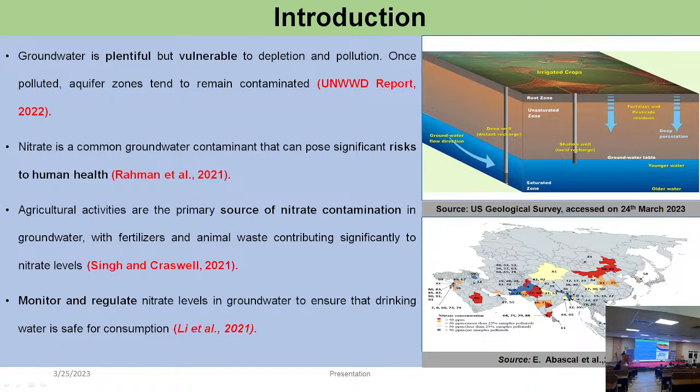Here you can see two figures. The first figure shows nitrate from irrigated crops, the fertilizers and pesticides whatever we are using, and how the nitrate is transported from unsaturated medium to saturated medium through different transport mechanisms like advection, dispersion and diffusion. The second figure shows the nitrate scenario in the Asian countries. India is also impacted, with greater than 50 ppm, that is 50 milligram per liter, nitrate contamination.